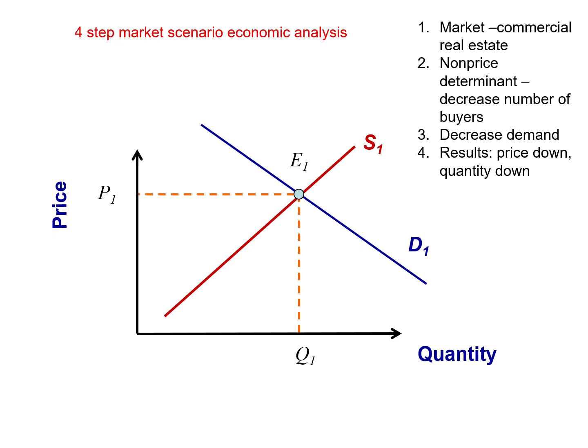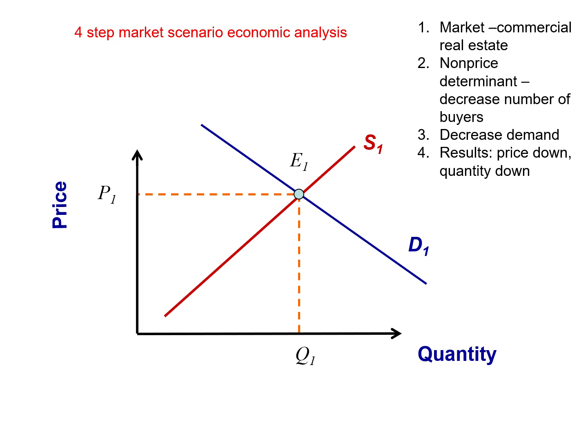Equilibrium. P1, price in this scenario, represents price per square footage of commercial real estate prior to the pandemic. Q1, quantity, is the total quantity of square footage rented per month prior to the pandemic. What happens in this market?